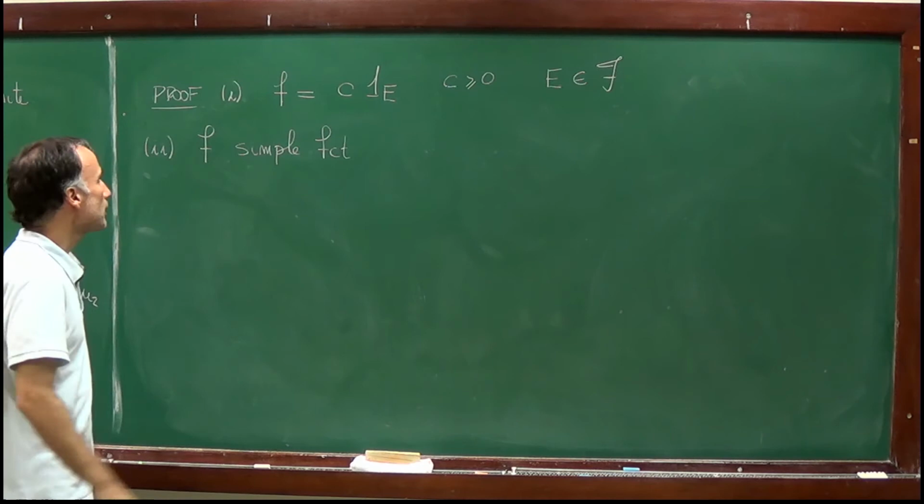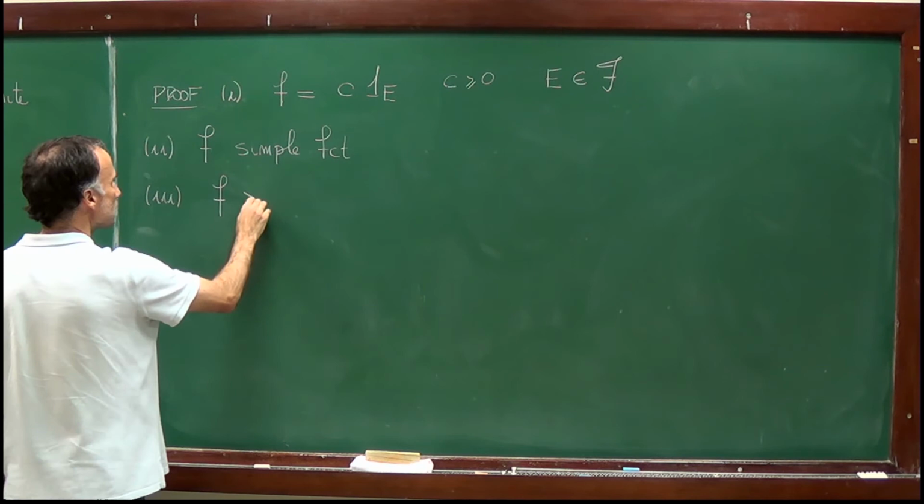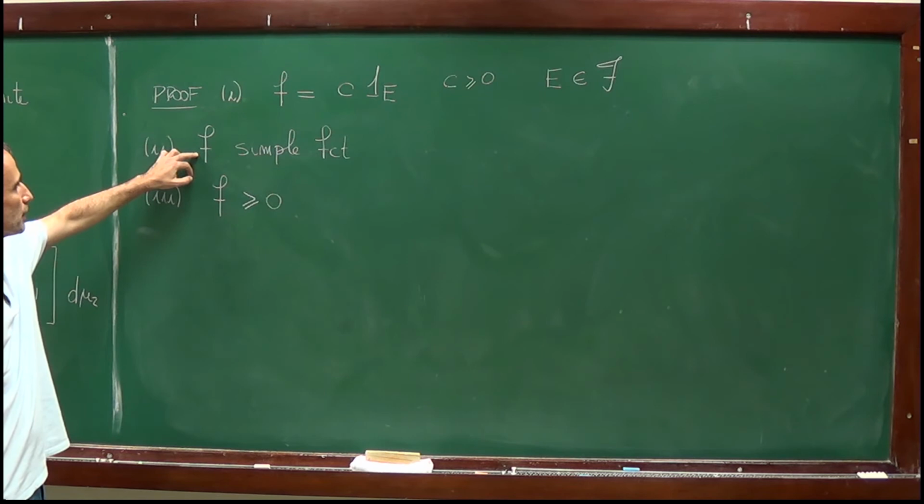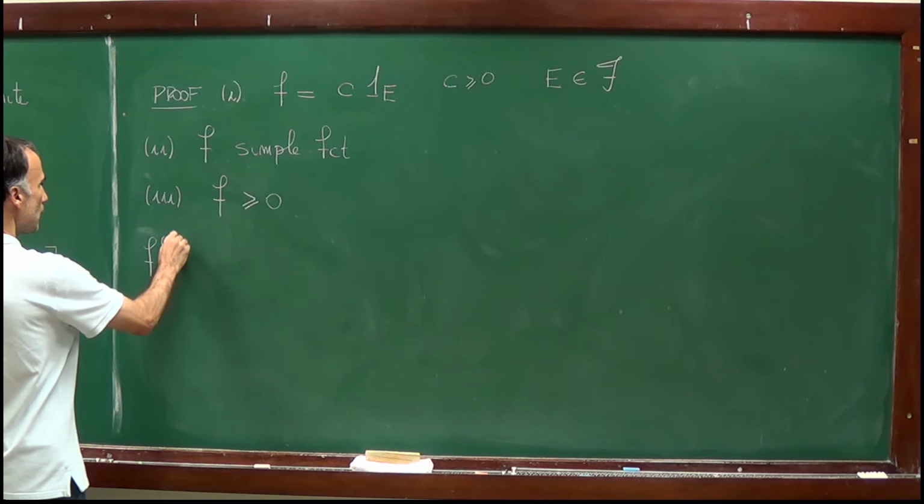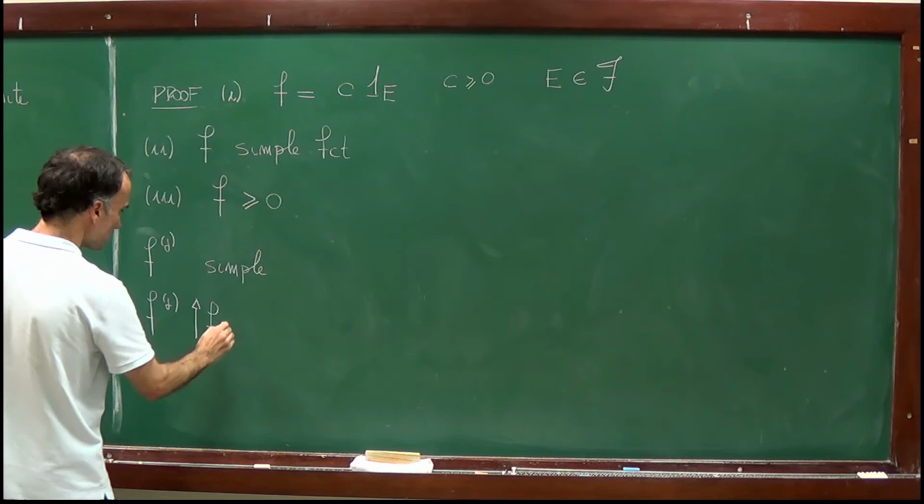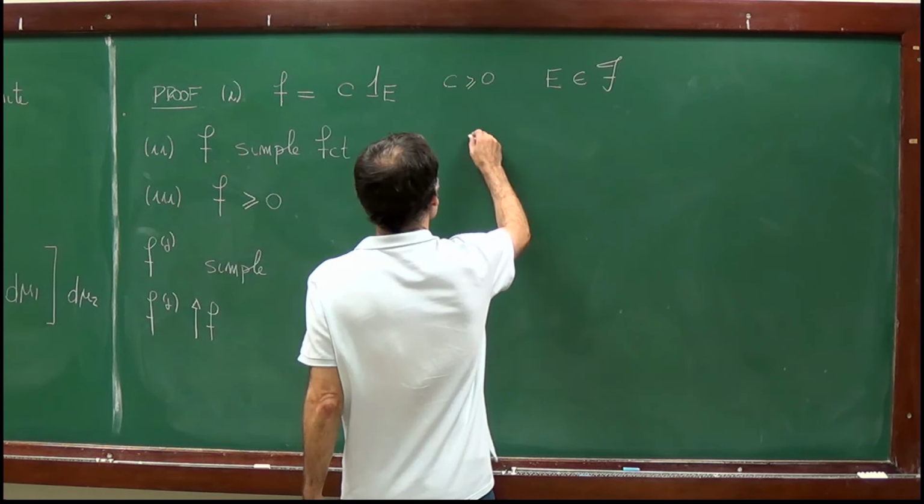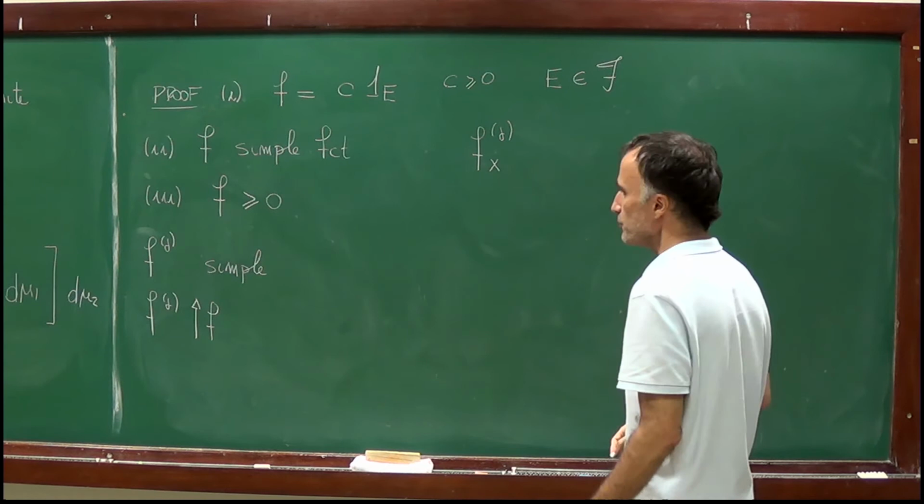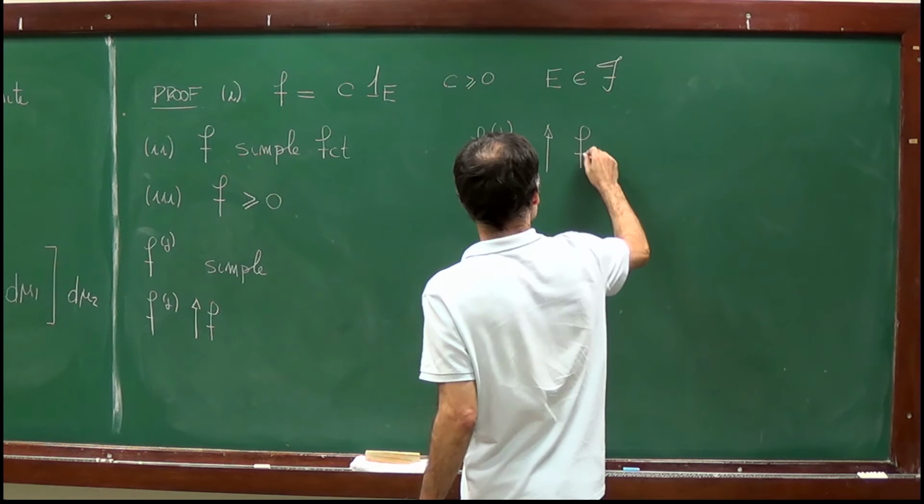So now let's consider the case of a non-negative function. So let's assume that f is non-negative. And for that, I will approximate f by an increasing sequence of simple functions. So let me take f_j, simple functions, and f_j increasing to f. Right? So if I take the section at x of f_j, since f_j is increasing to f, these sections are increasing to the section of f at x.